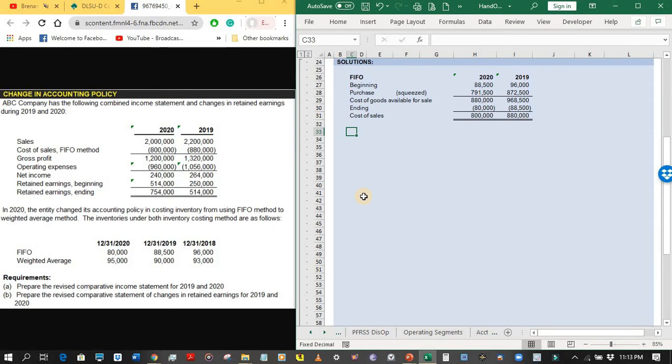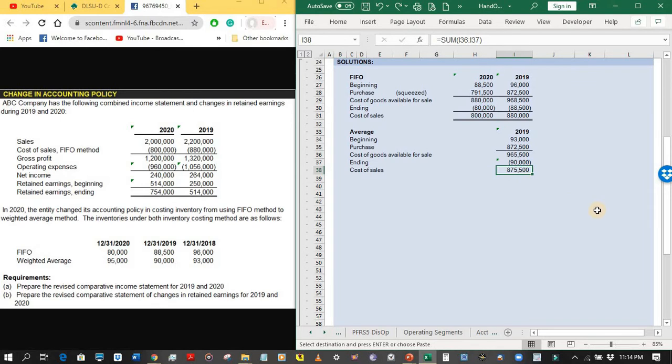Again, let us start with 2019. The beginning inventory is 93,000. This is the ending inventory in 2018 using the weighted average method. And our purchases is 872,500, taken from our computation above when we reconstructed the cost of sales under Fifo method. Then the cost of goods available for sale computed under weighted average method is 965,500. Then let us deduct the ending inventory in 2019 computed under weighted average method, which is 90,000 pesos.